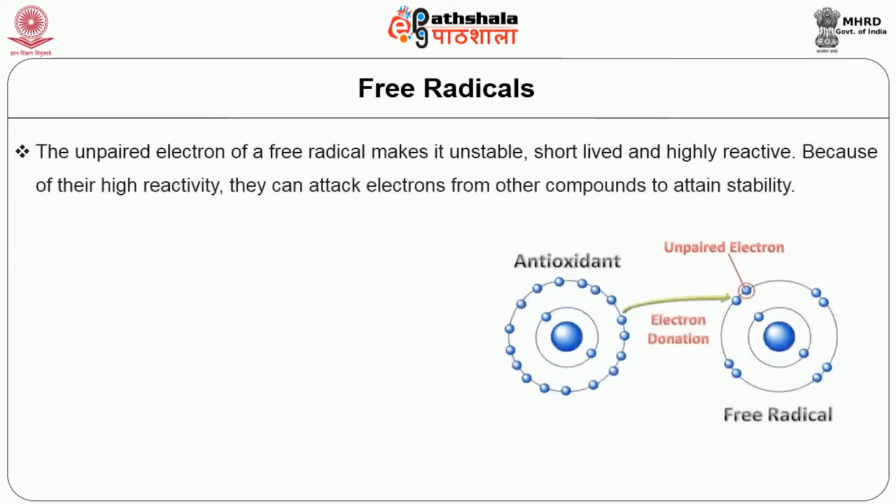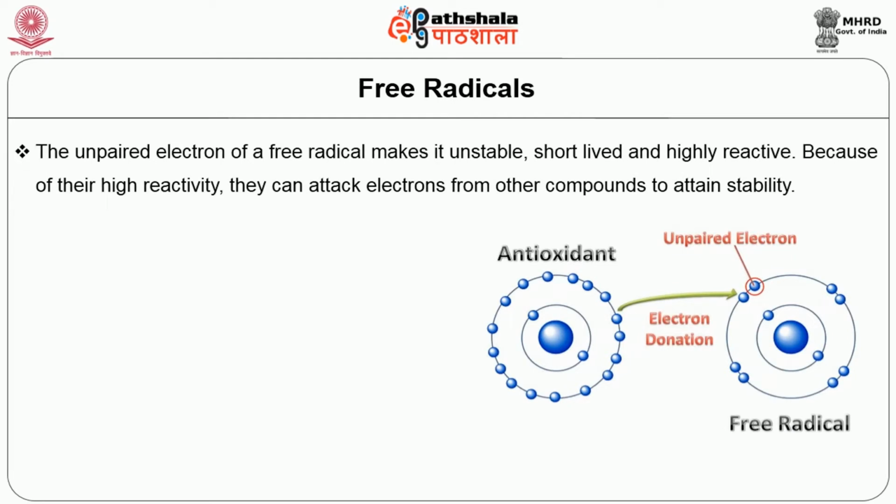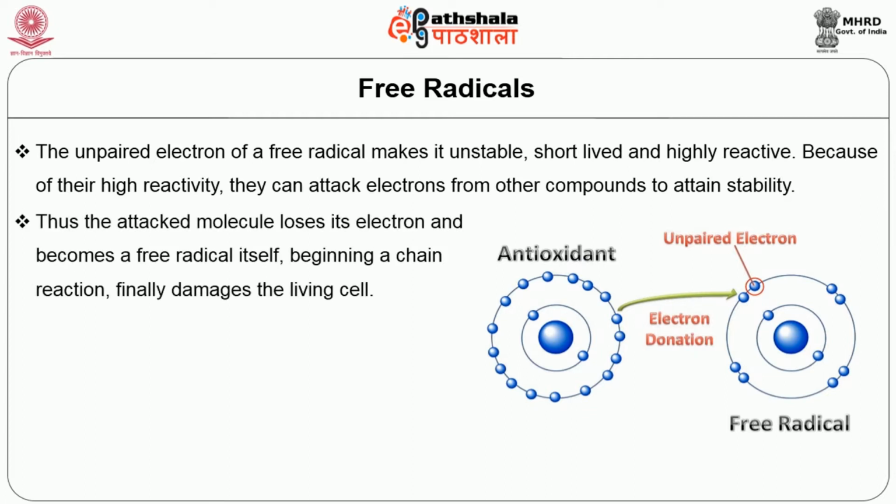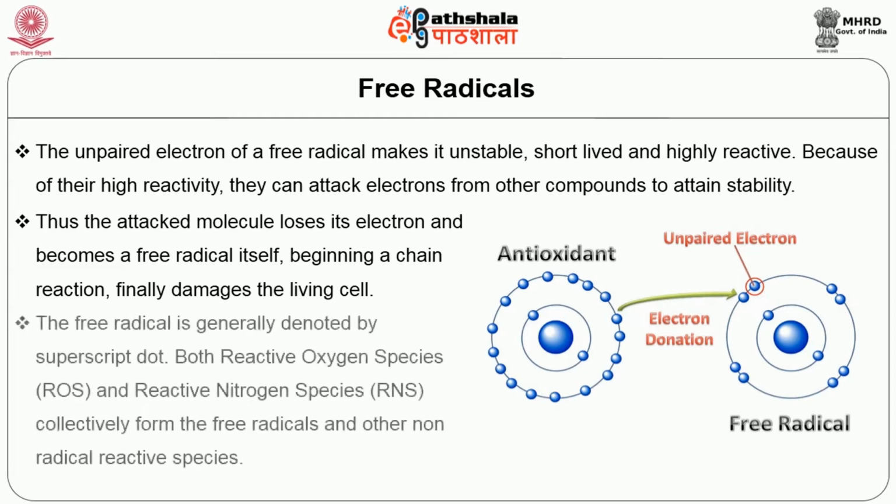Free radicals. The unpaired electron of a free radical makes it unstable, short-lived and highly reactive. Because of their high reactivity, they can attack electrons from other compounds to attain stability. Thus, the attacked molecule loses its electron and becomes a free radical itself, beginning a chain reaction, finally damaging the living cell. The free radical is generally denoted by a superscript dot. Both reactive oxygen species and reactive nitrogen species collectively form the free radicals and other non-radical reactive species.